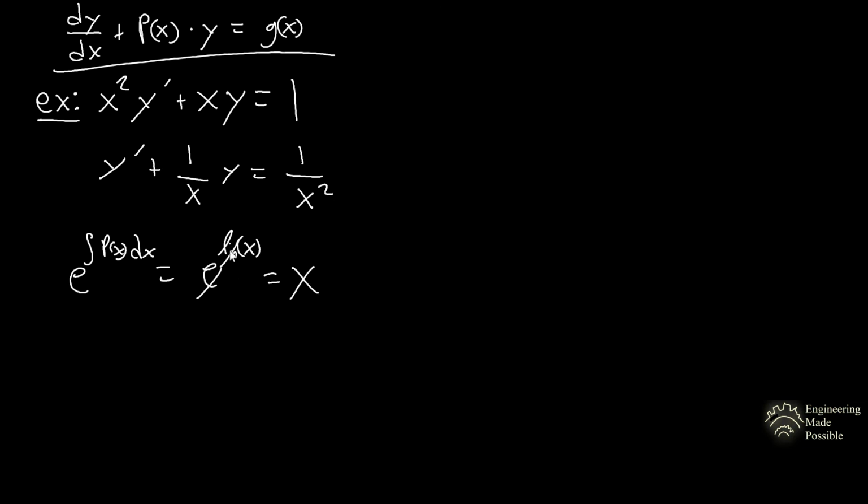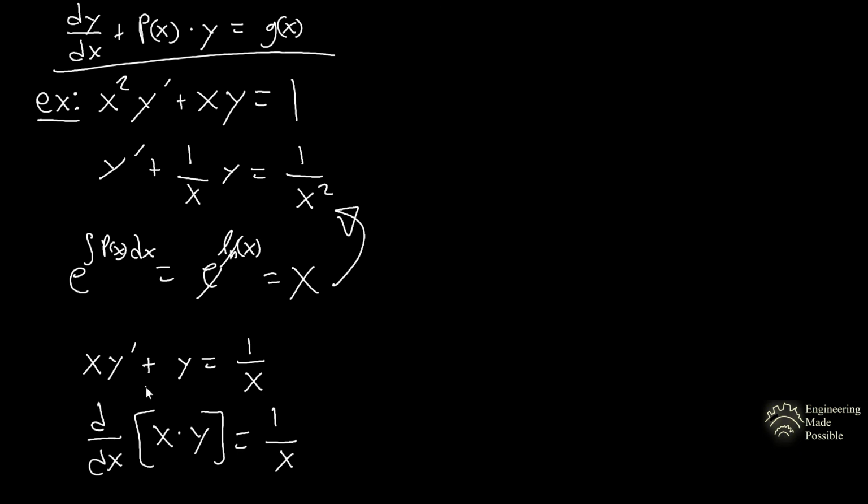Your ln is base e, and you have base e. They both cancel out, and you're left with x. So now you go ahead and multiply both sides of the differential equation with this value. And you have x y prime plus y is equal to 1 over x.